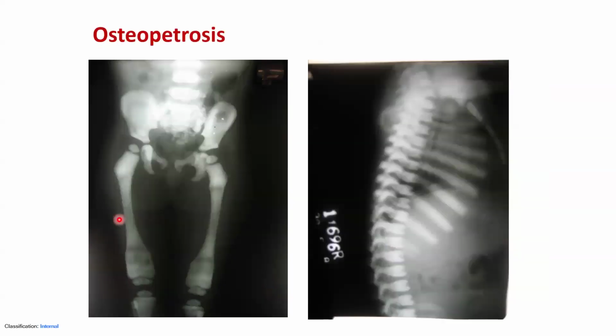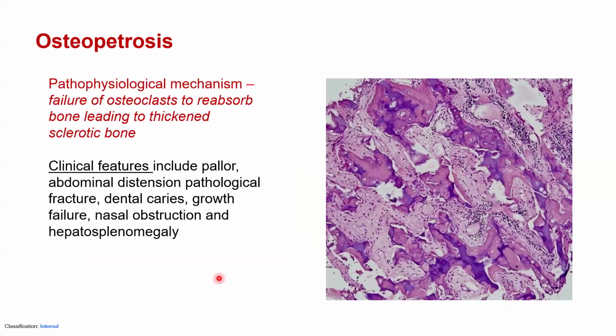And this is what it showed. The deformity of both femur with increased density, band-like densities within the femur as well as the ribs. This is a condition known as osteopetrosis. Osteopetrosis is due to excessive production of osteoclasts.